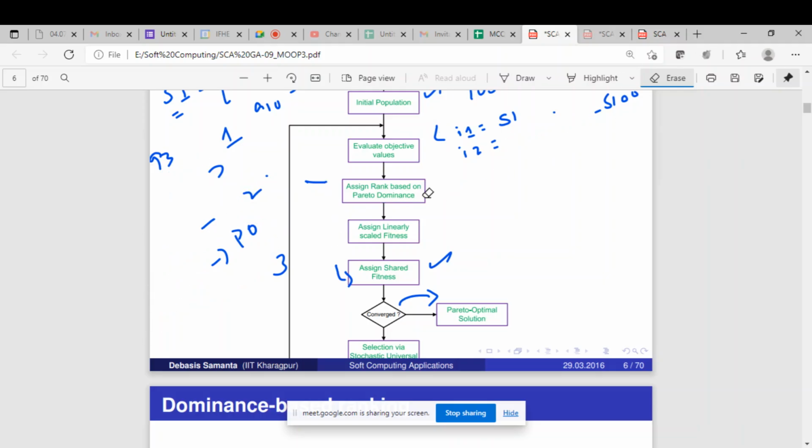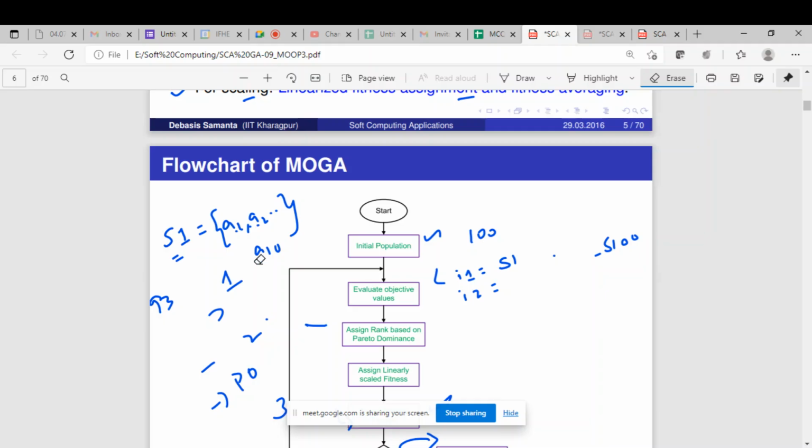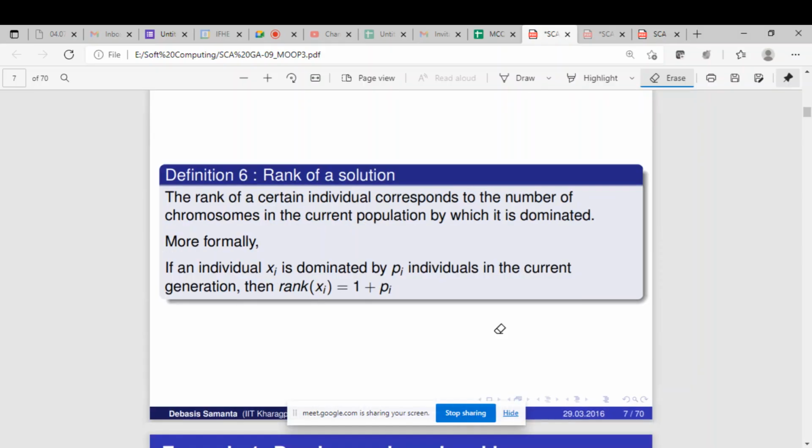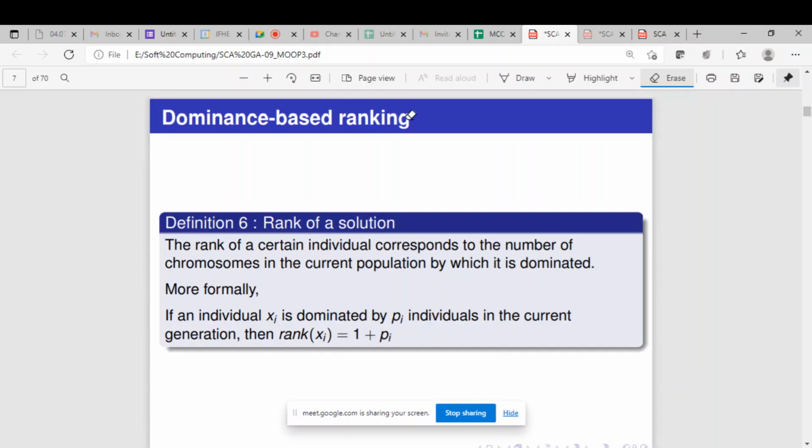Okay, move on. So there are two important things here we have to do. One is ranking, the other one is linear scaling. So first let us try to understand what is meant by the rank of a solution. What is the rank of a solution? This is a very easy definition to understand.